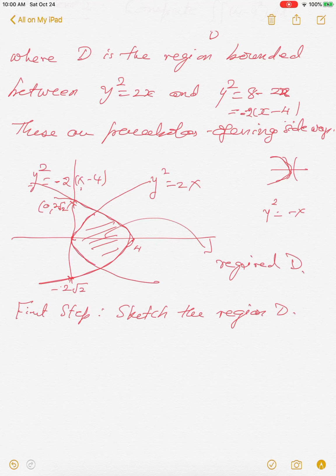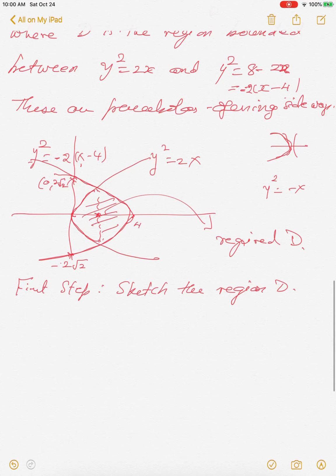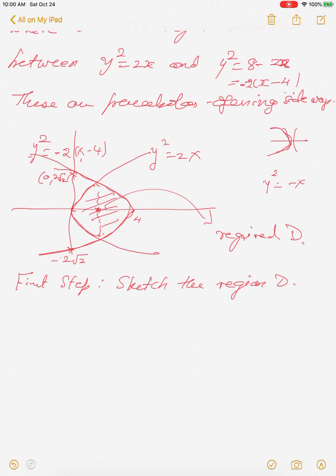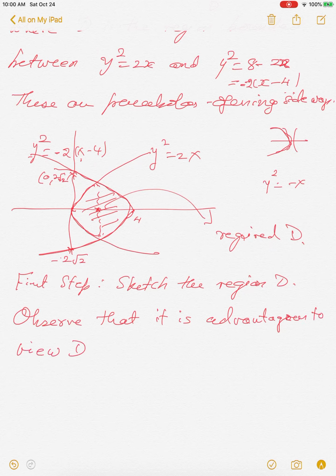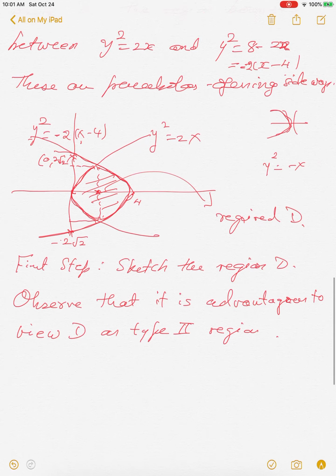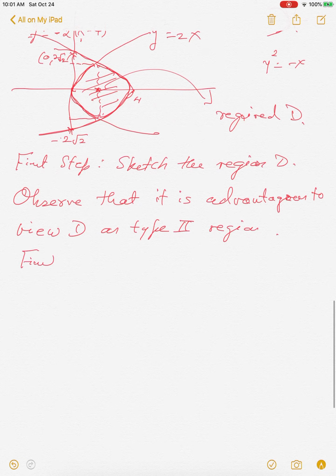Required D. So now you see that if you view this as type 1, then we'll have to divide it into two pieces, because the bottom curve and the top curve both change at this point. Whatever that point is, we can find the points of intersection. That is what we will need. But if you write it as type 2, then it's much easier. So observe that it is advantageous to view D as type 2 region, where the top curve then will be just one curve and the bottom curve will be another curve. We will need these points though, the points of intersection. So that we will find first.